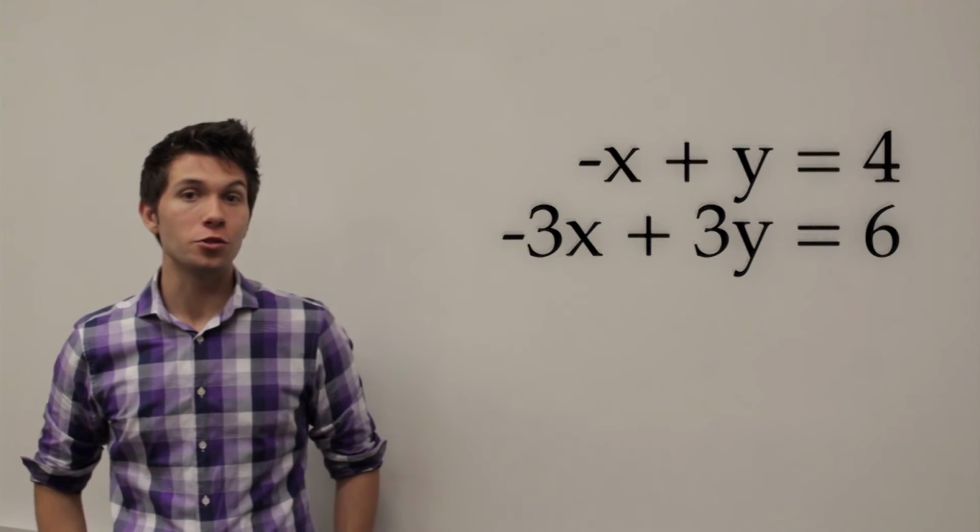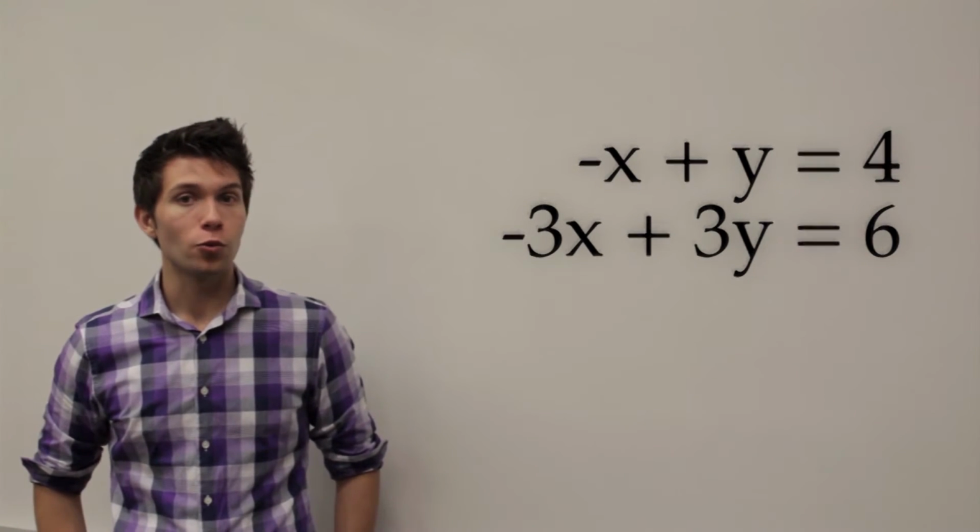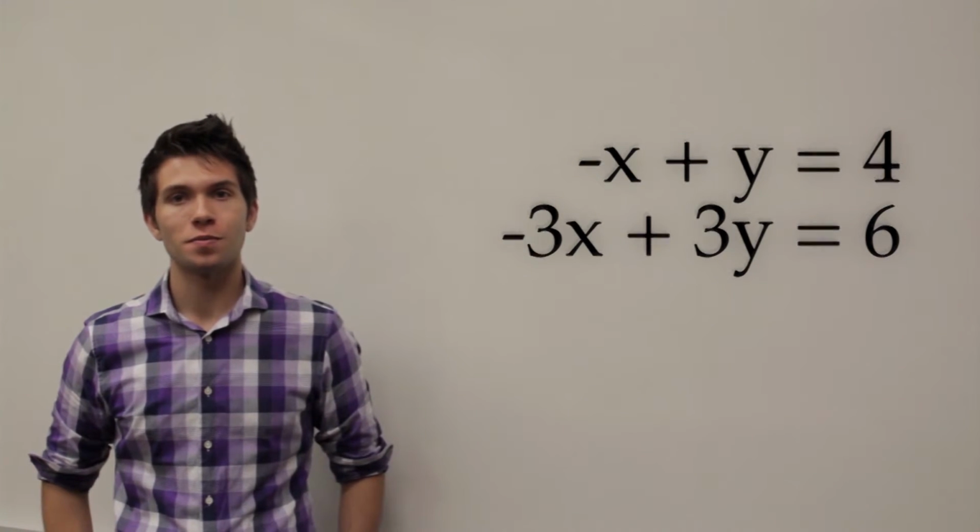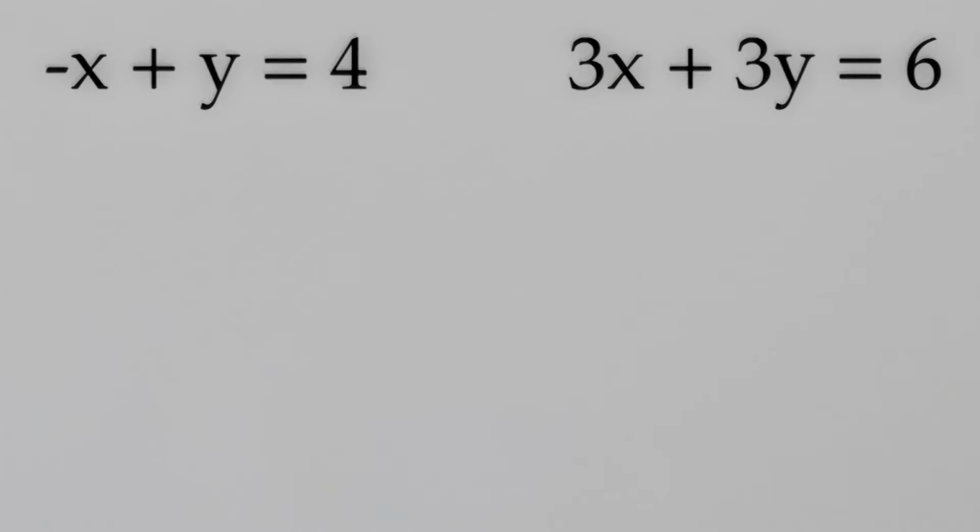Now how do we find the solutions to these systems of equations? One method is to graph the equations. Let's look at our first system again. Negative x plus y equals 4, and 3x plus 3y equals 6. We'll start by putting the equations into slope-intercept form to make them easier to graph.